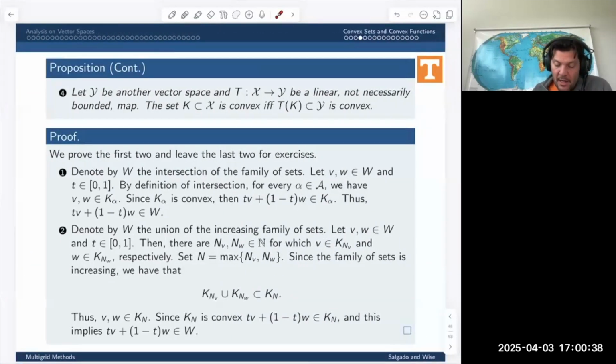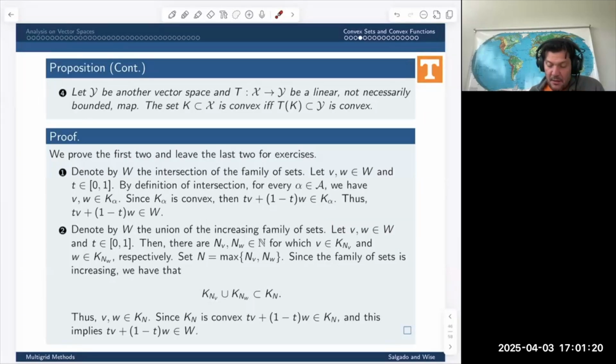4, let Y be another vector space and let T be a linear, but not necessarily bounded mapping. Okay, linear but not necessarily bounded. Now, we don't have any examples of a linear but not necessarily bounded map. Well, actually, we do. What is the example? The derivative mapping that we discussed earlier is an example of a mapping which is linear but not necessarily bounded. So that doesn't matter too much. It just suffices to say we don't need the boundedness property.